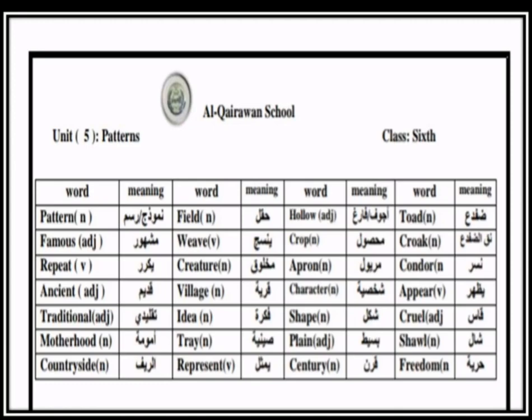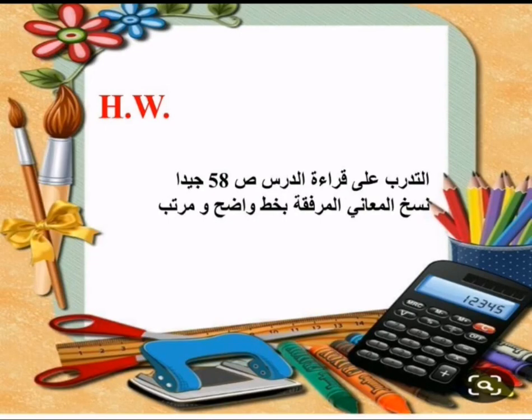Crop: محصول. Apron: مريول. Character: شخصية. Shape: شكل. Plain: بسيط أو سادة. Century: قرن. Toad: ضفدع. Crock: صوت الضفدع. Condor: the large bird mentioned in the lesson. Appear: يظهر. Cruel: قاس. Shawl: شال. Freedom: حرية.